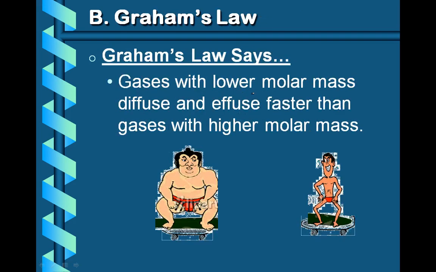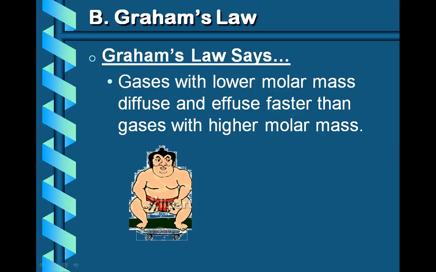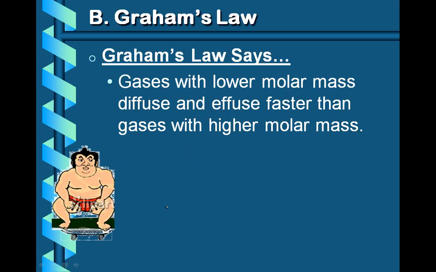So here's a summary of Graham's law. He said that gases that have lower molar masses diffuse and effuse faster than gases with higher molar masses. This is a good analogy: it's like a cross-country runner trying to skateboard versus a big fat sumo wrestler. Who's going to travel faster on that skateboard on a flat plane? We're not talking about going down a mountain. If they're trying to skateboard, the sumo wrestler is going to go much slower because he's big, fat, and heavy.